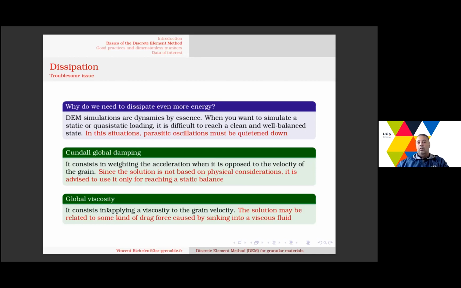Another solution is to use a global viscosity. It is like the particles are sinking into a viscous fluid. In the resultant force on the particle, you will add a term which is due to viscosity. You can do that because physically it is what you've got. If you have a liquid around your particles, you may model this, but you may also use this to damp the system numerically. So there are two examples. There are many others.